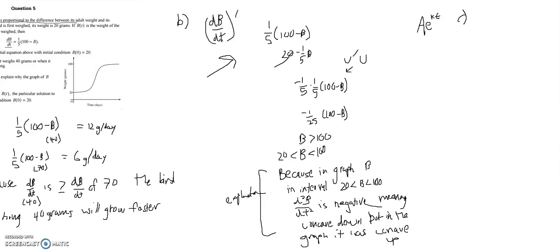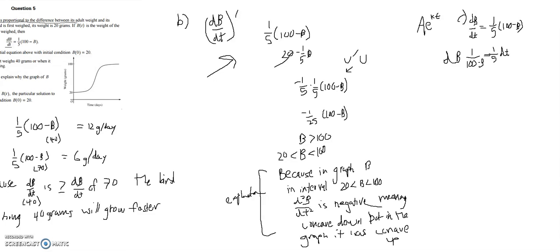So for C, you can see the dB/dt is equal to 1/5 (100 minus B). So this is already like easy separation. You would have dt to go here with the 1/5, so you would have 1/5 dt. And then since this is here, 100 minus B corresponding to dB, it would have the inverse of it. So it would be 1/(100 minus B) dB.